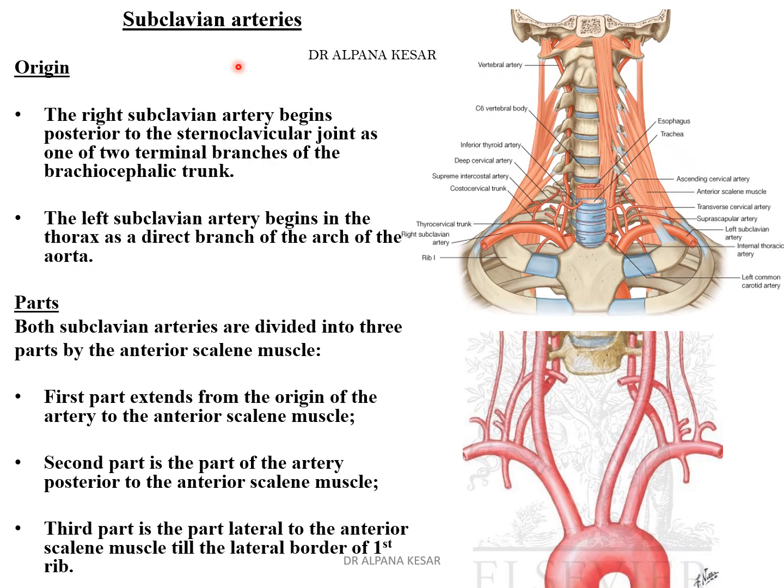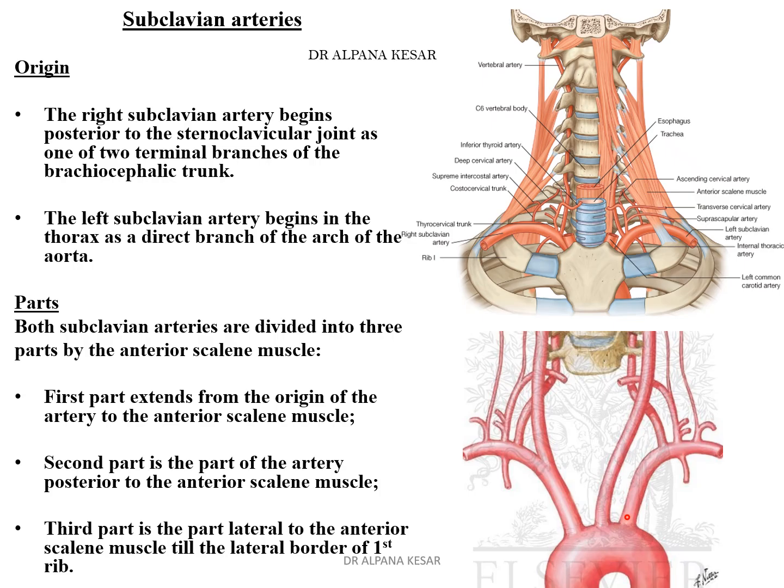Subclavian artery. This is the right subclavian artery and this is the left subclavian artery. These are the subclavian arteries. The right subclavian artery arises from the brachiocephalic trunk behind the right sternoclavicular joint. The left subclavian artery arises directly from the arch of aorta in the thorax.